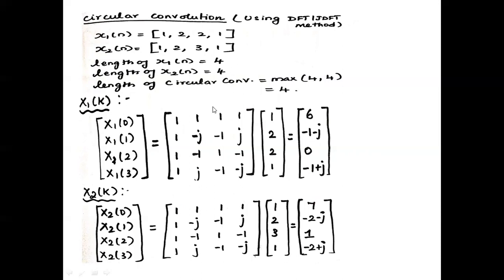Using a matrix method, we are going to compute the DFT of x1 of n and the DFT of x2 of n. First, we have to write the Twiddle matrix followed by the data sample. Here the data sample is 1, 2, 2, 1. Then take the first row, multiply with the column. Take the second row, multiply with the column. We will get the output of x1 of k. The same procedure we have to follow for x2 of k. We will get the output of x1 of k and x2 of k.